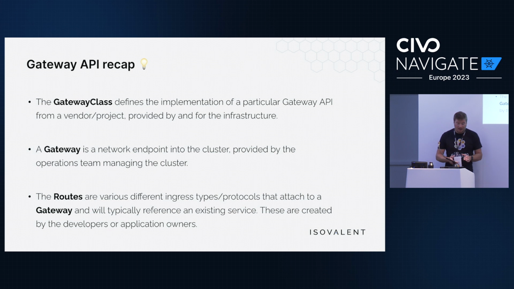So, a quick Gateway API recap. As I mentioned, the gateway class defines the implementation of a particular gateway API from a vendor or a project. A gateway is a networking endpoint in the cluster that typically would be provided by infrastructure teams or networking teams. And then the varying routes are the ingress routes typically into the Kubernetes cluster. They define the types, the protocols, and the behavior of the traffic as it comes in on that particular route into the cluster.